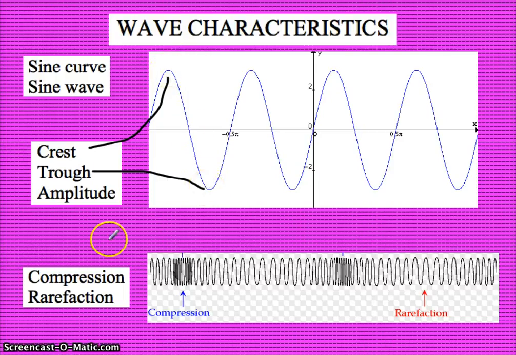The amplitude is the greatest distance from a resting position. Now the resting position is going to be at the x-axis. So the greatest distance is either going to be the measurement from the x-axis to the crest or from the x-axis to the trough. It should be the same distance. So those are some terms that we can get from these graphs.